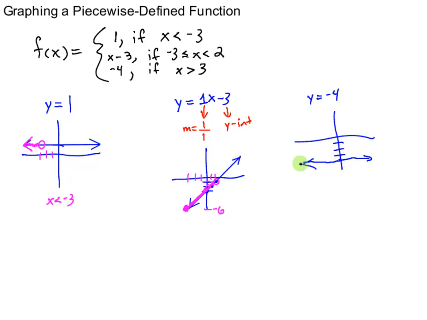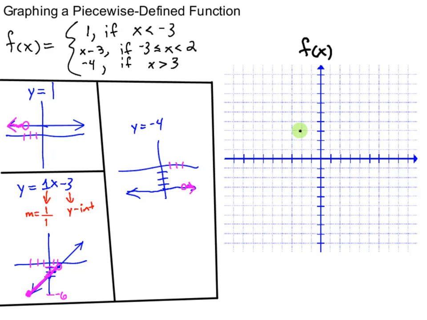Okay? Finally, y is negative 4 if x is greater than 3. So 1, 2, 3, open circle, everything to the right here. Okay? Now we piece together the purple parts, and that's our piecewise defined function. So we'll graph the piecewise defined function f of x here. I sort of moved things around so we'd have a little more room.